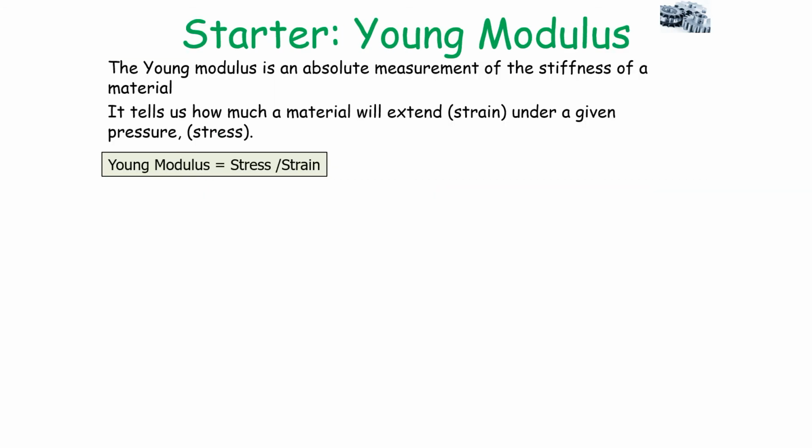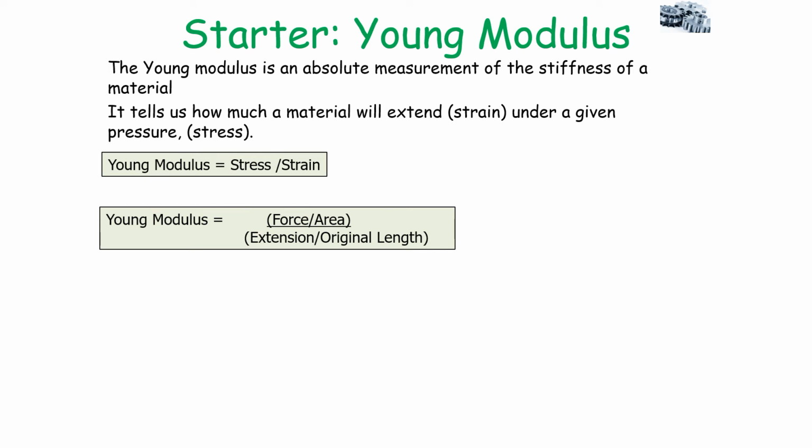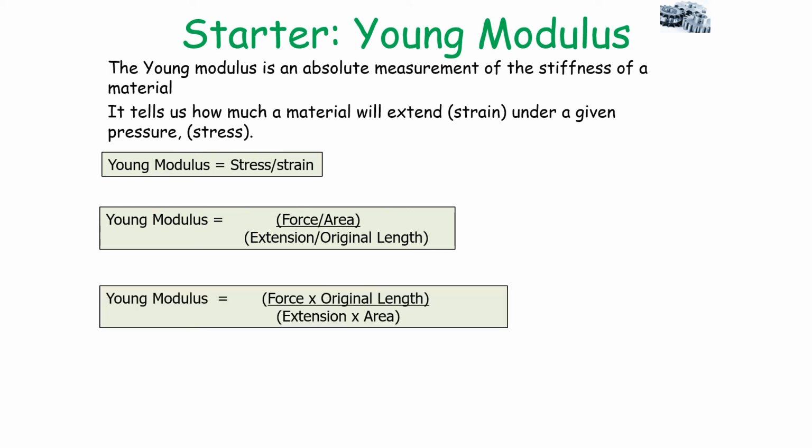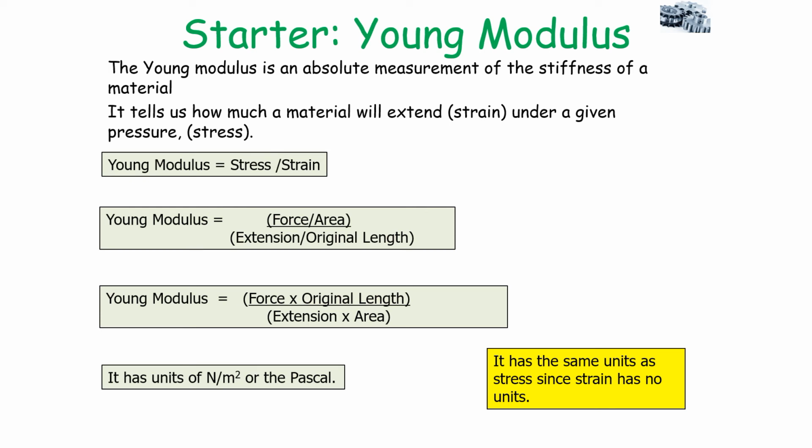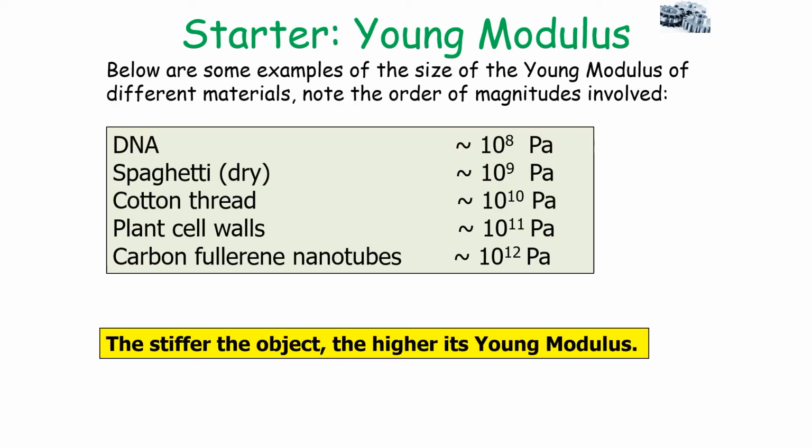Now, as we know the Young's modulus is an absolute measurement of stiffness, we can work it out based on our prior knowledge. So we know that the Young modulus is stress over strain, and we know stress is force over area and strain is extension over original length. So we can rearrange this to make the equation for Young modulus to be force times original length over extension times area, and it has units of newtons per meter squared or the Pascal. It has the same units as stress because strain has no units, it's just a ratio. Now you can see that the stiffer the object, the higher its Young modulus.